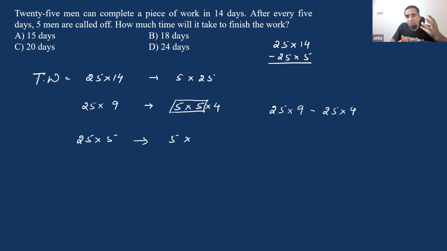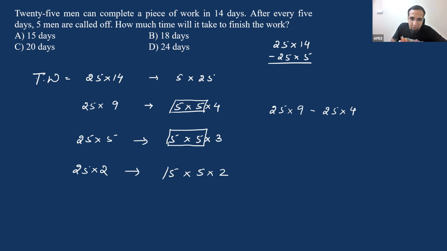Now for the next 5 days, 5 more men were called off. Now there were only 15 men. That is 5 into 3. Again, let's use the same logic. 25 into 5 was there, and 25 into 3 is over. That means at the end of 15 days, only 25 into 2 units were left. Now for these 5 days, 10 men were working. That is 5 into 2, and I can say that 25 into 2 is equal to 25 into 2, which means by this point my work is over. So first set of 5 days, second set of 5 days, third set of 5 days, and fourth set of 5 days, which means 20 days the work should have been completed, and that's going to be your answer. A very simple question.